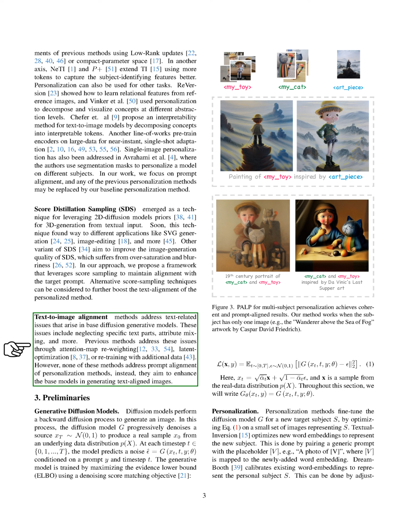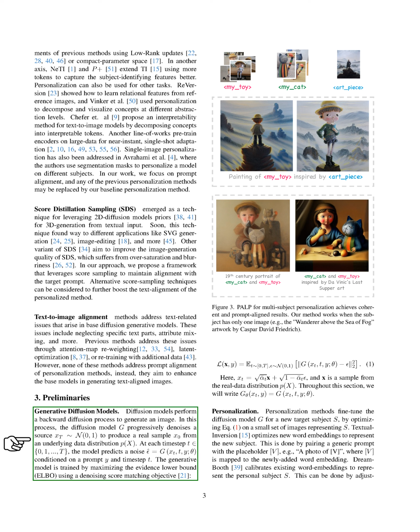Let's move on to generative diffusion models. These models generate an image by performing a backward diffusion process. The model progressively removes noise from a source to produce a real sample from an underlying data distribution. At each step, the model predicts a noise value based on a text prompt and the current step. The model is trained by maximizing the evidence lower bound, ELBO, using a denoising score matching objective. This objective is a measure of the difference between the model's noise prediction and the actual noise.